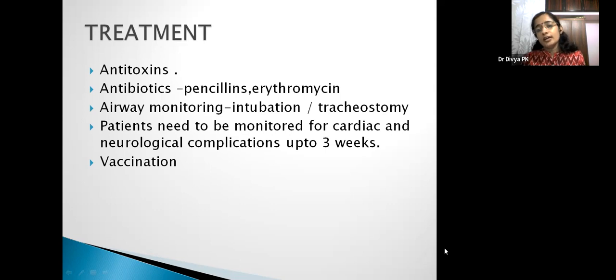And always take a history of vaccination. An unimmunized child or a partially immunized child usually presents with diphtheria, so history of immunization is very important. After treatment of diphtheria, the patient has to be given 3 doses of Td vaccine, at 0, 1, and 6 months interval.